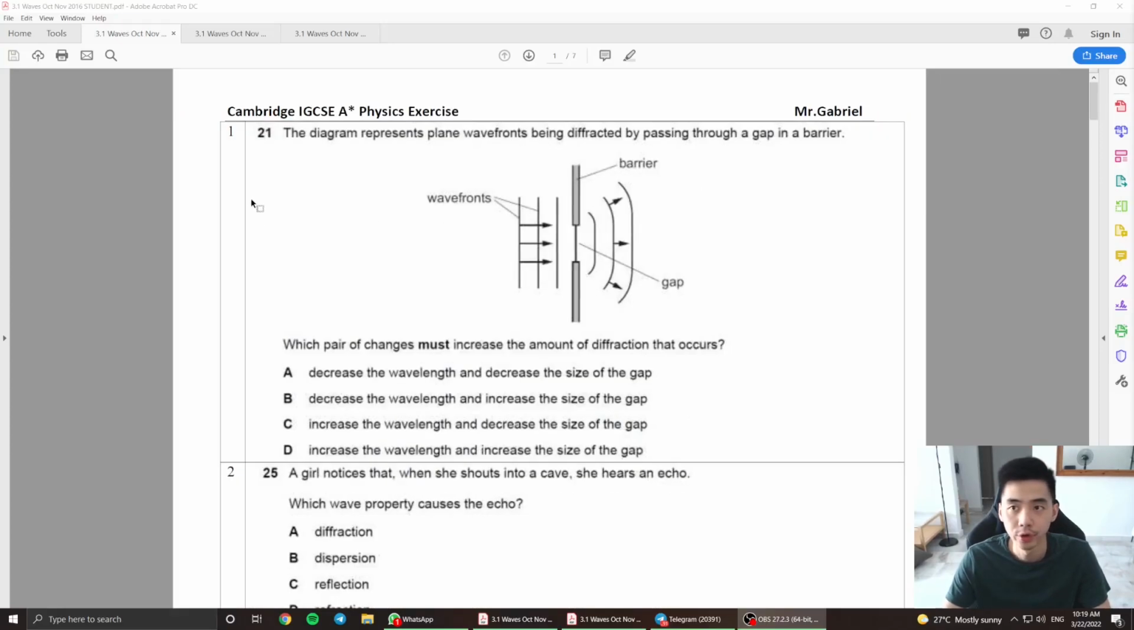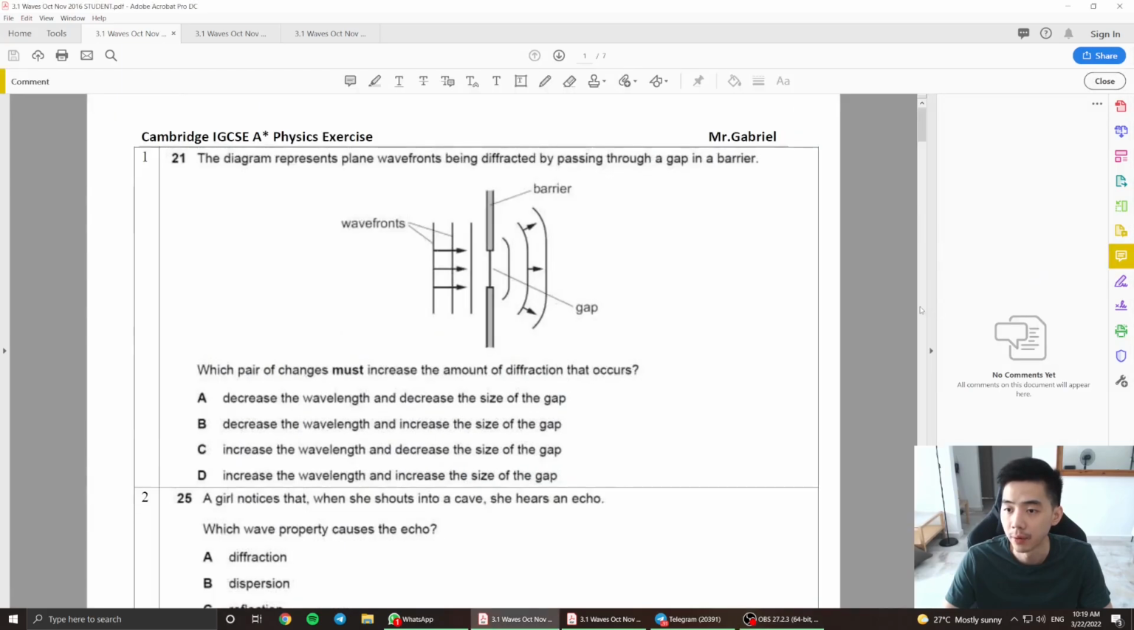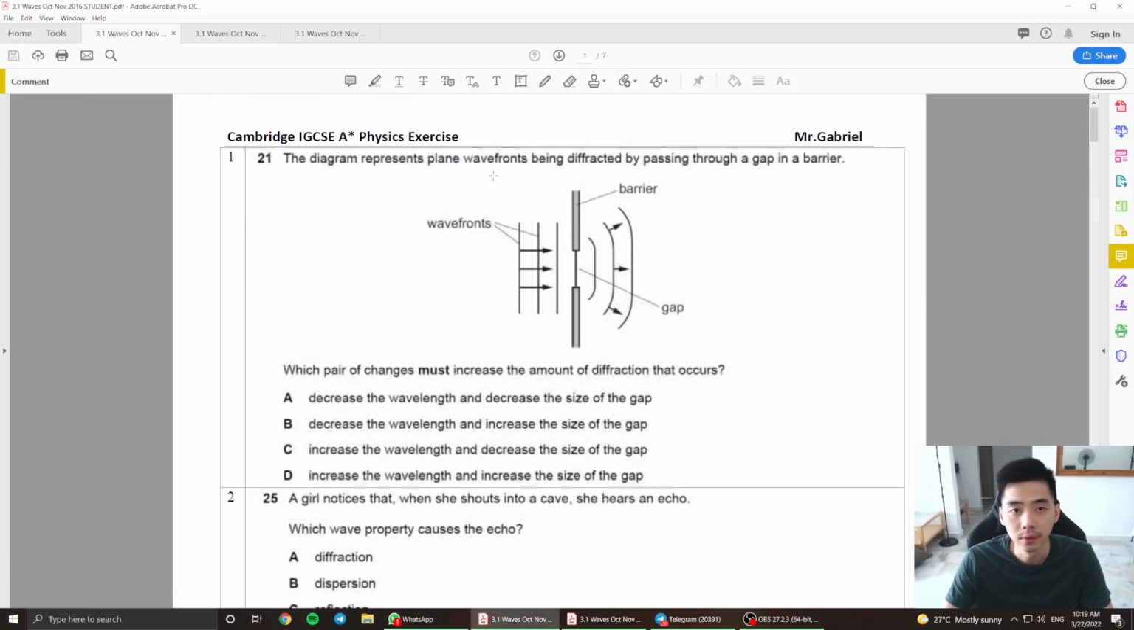Okay, chapter 3.1 here. Looking at this first question, the diagram represents plane wavefronts being refracted by passing through a gap in the barrier. And after that, which pair of changes must increase the amount of diffraction that occurs? Now, diffraction is only subjected to two things: the gap and the wavelength. The wavelength here must be larger than the gap, right? So if I want more diffraction, I either increase the wavelength or I decrease the gap here.